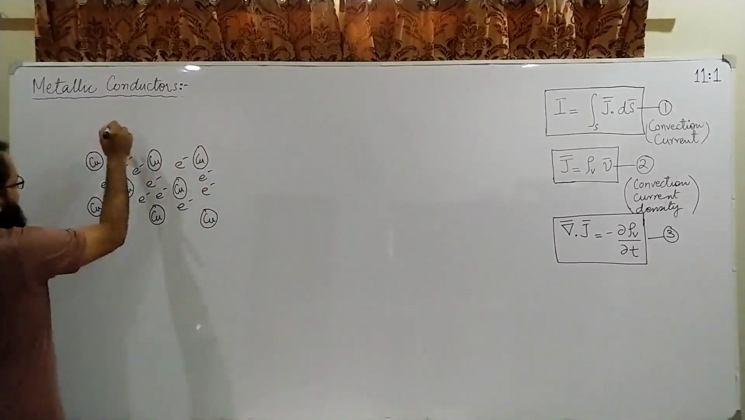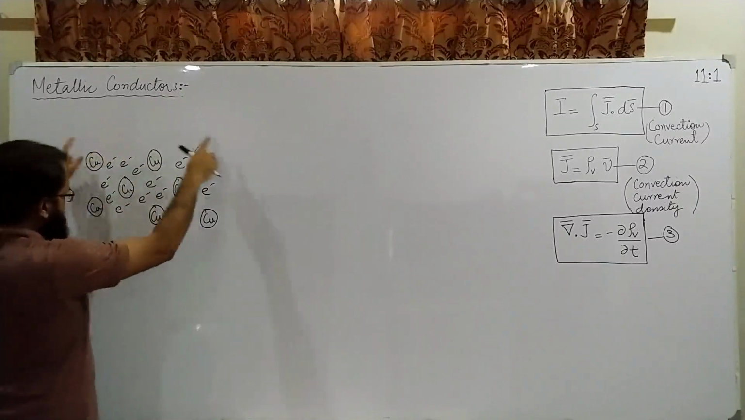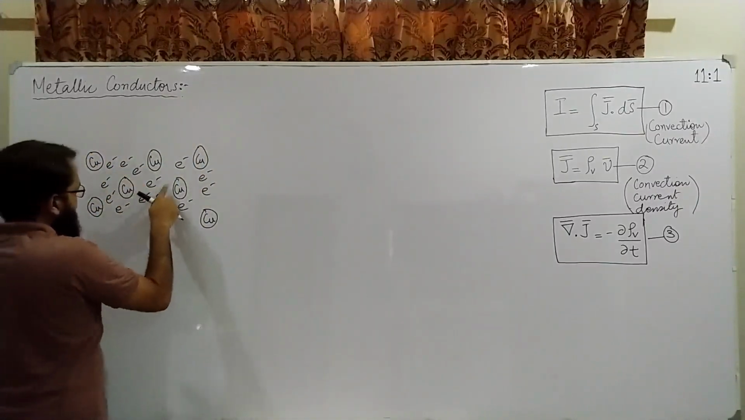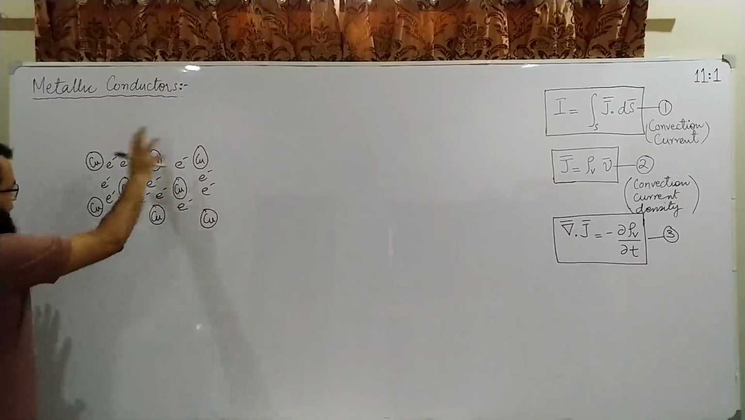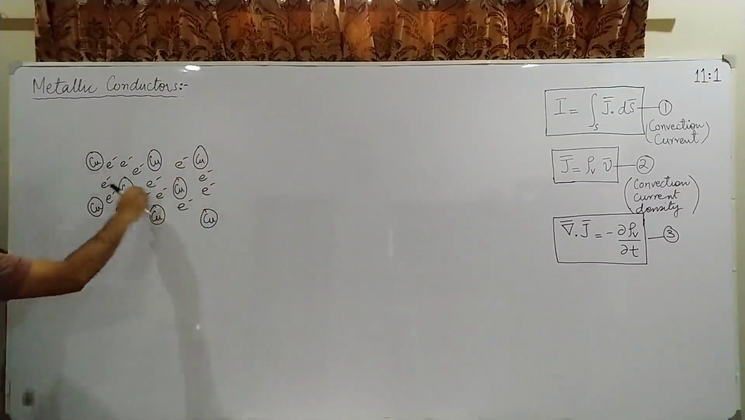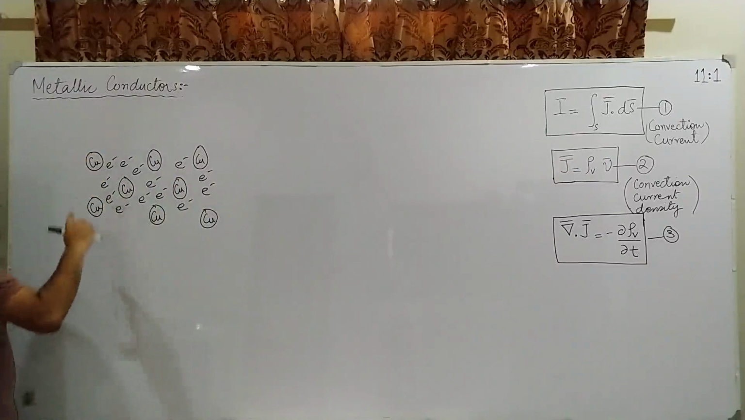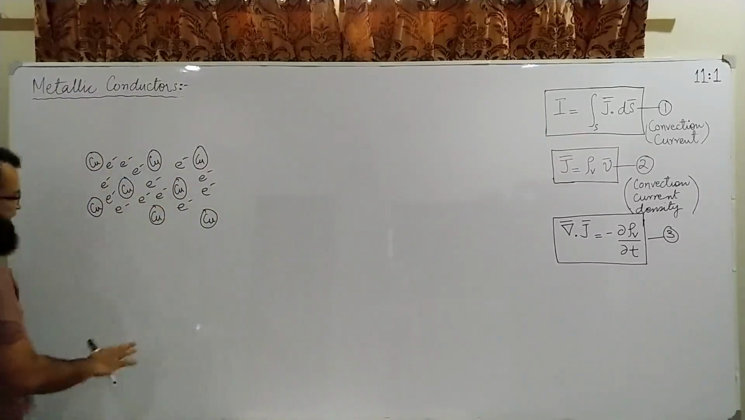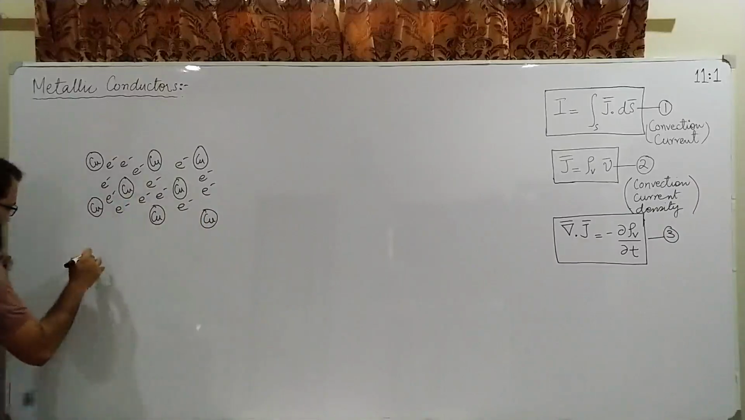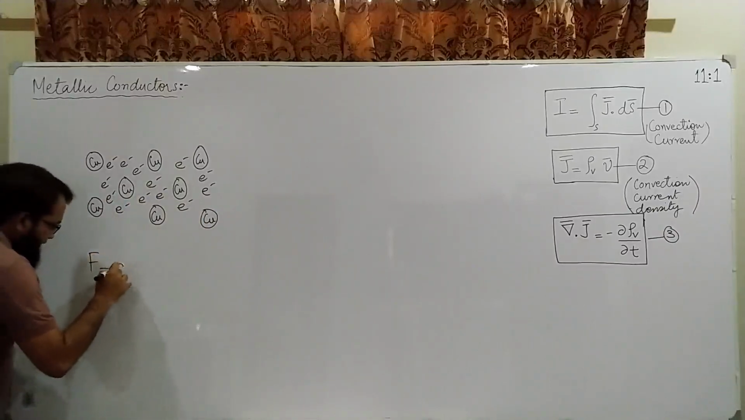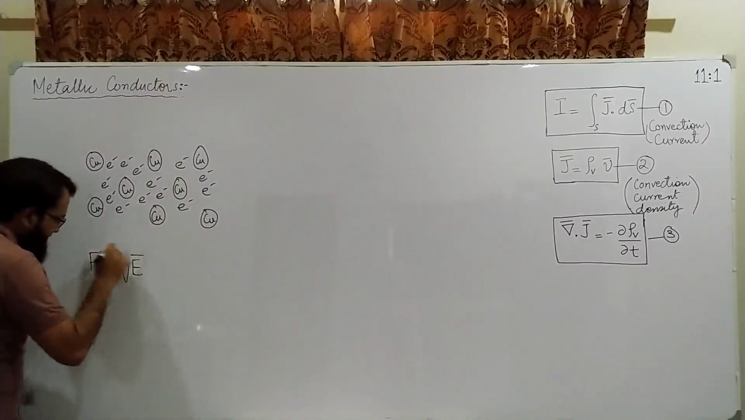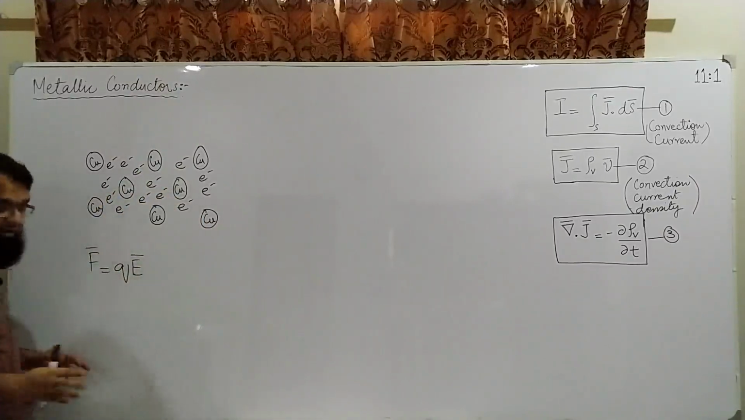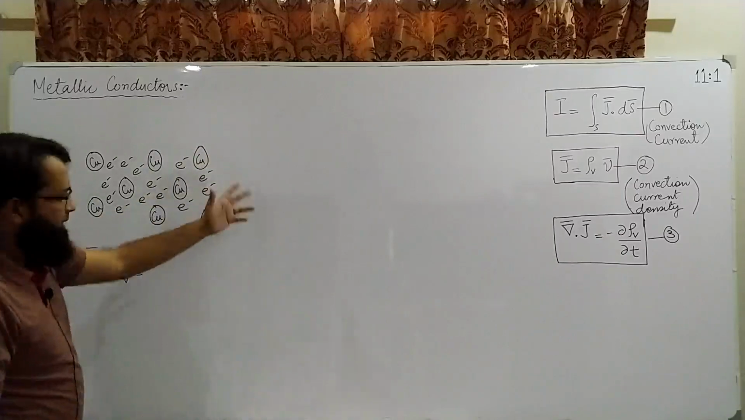So now, since net electric field is zero, the force experienced by each of the negative charge or positive charge, whether they are inside a nucleus or electrons which are revolving in their orbit or the free electrons, would be zero, since net electric field is zero in a normal conductor.